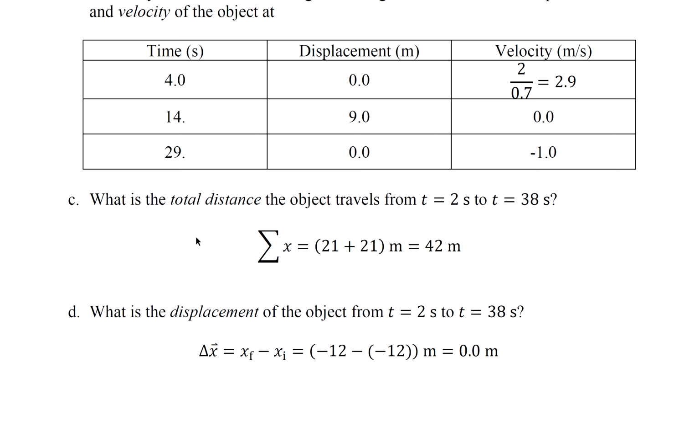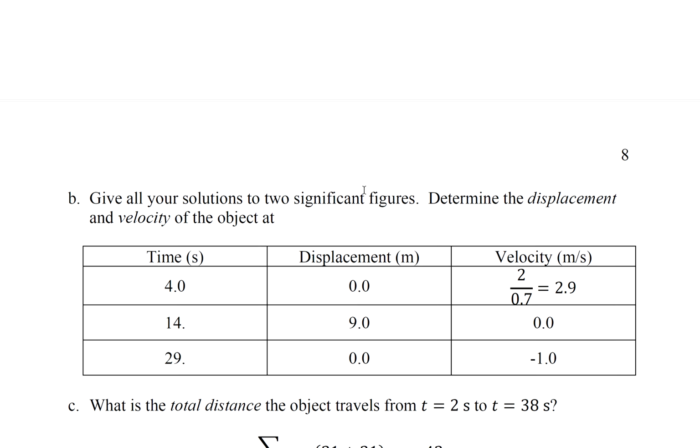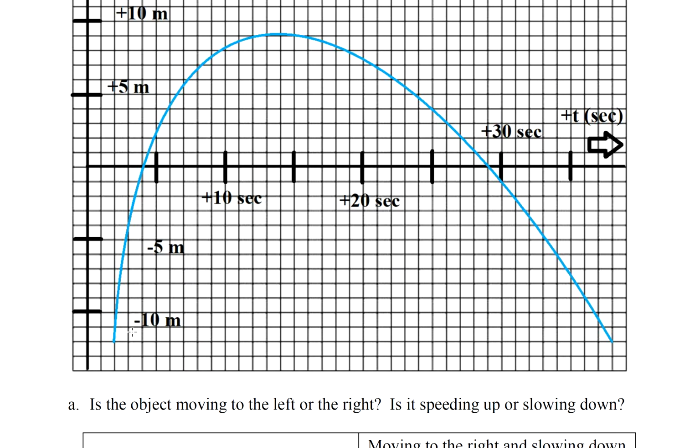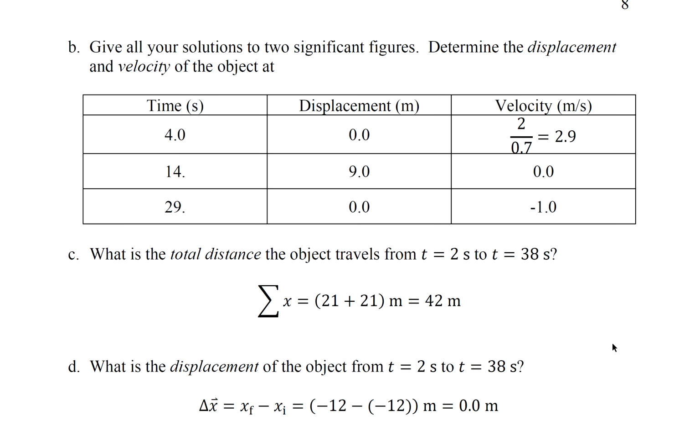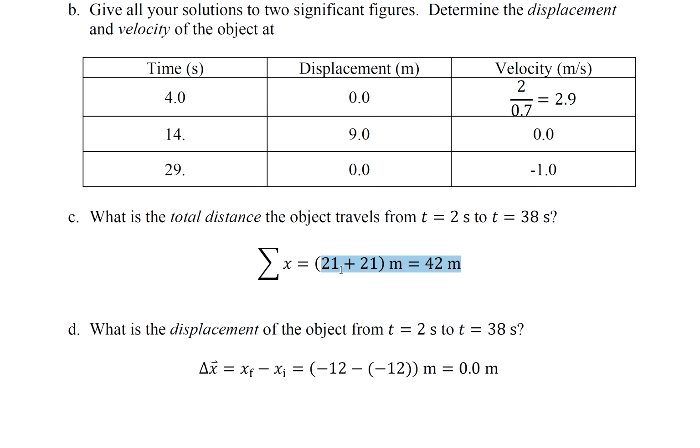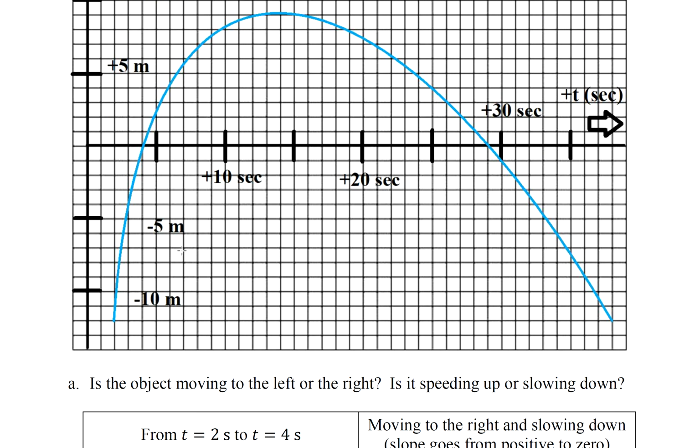What's the total distance the object travels? Well, it goes from minus 12 to positive 9, sorry, and then from positive 9 to minus 12. So that's 21 plus 21. And the displacement is 0 because we end at minus 12 and we start at minus 12. So here's minus 12 and here's minus 12.